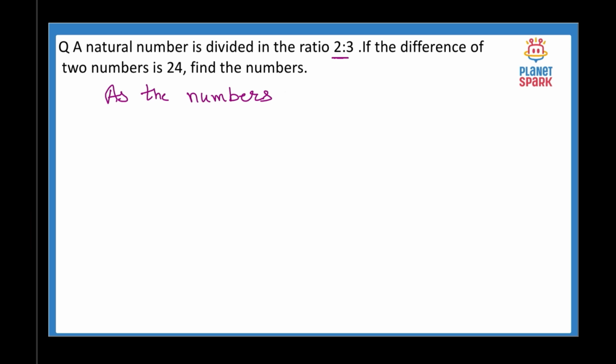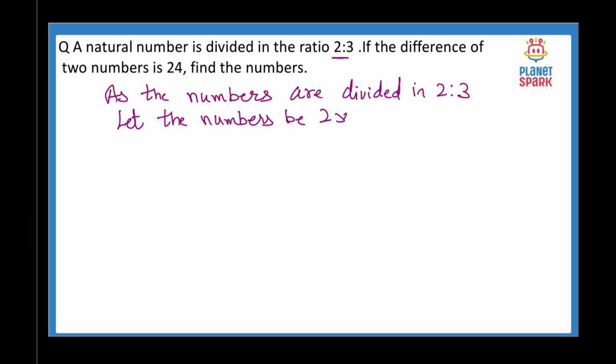When we take the numbers as 2x and 3x, we are also given that the difference between the two numbers is 24. Now clearly 2x is going to be smaller than 3x. The larger of the two is 3x. So when I subtract, that will become 3x minus 2x, and the difference is given to us as 24. This will mean that 3x minus 2x is equal to x. X is equal to 24. The value of x is 24.